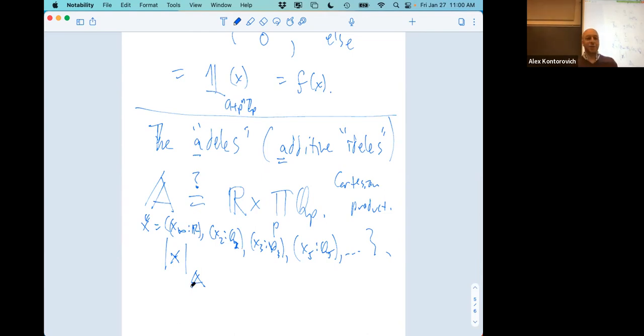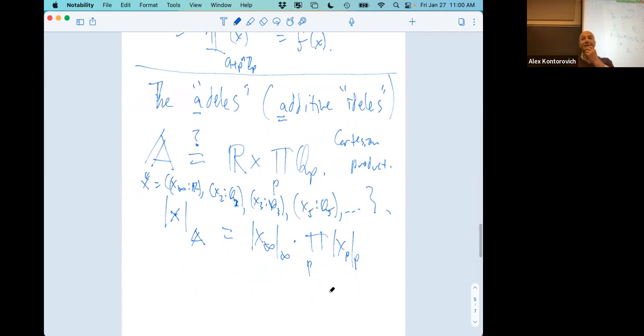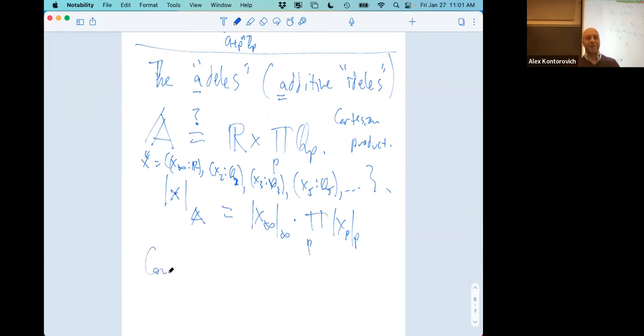All right, so let's try to put an absolute value on the Adeles. The natural one: let's just take the product. |x_infinity| times the product over all primes of |x_p|_p. Well, if you really want the product structure, this is the natural thing. And by the way, we computed, if you guys recall, let's just call this recall, p.